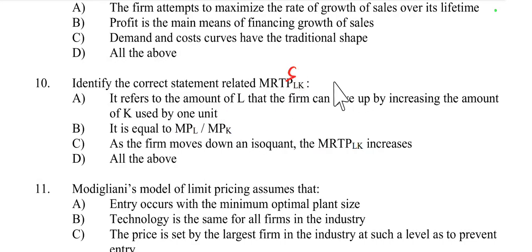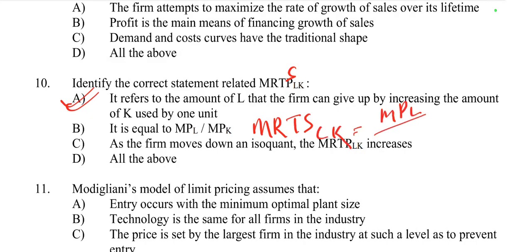MRTSLK, what does it represent? It refers to the amount of labor that the firm can give up by increasing the amount of capital used by one unit, keeping other factors constant. So this is right according to MRTSLK. Then the second one: it is equal to MPL by MPK. Yes, the marginal rate of technical substitution between labor and capital is otherwise MPL by MPK, the marginal product of labor by that of capital.